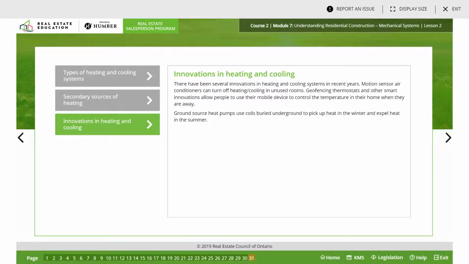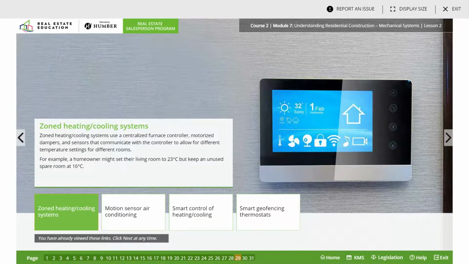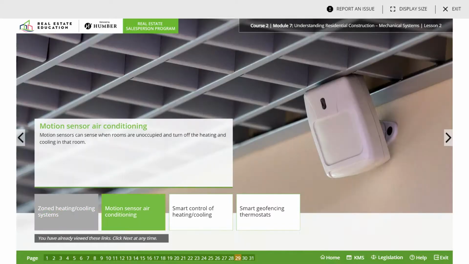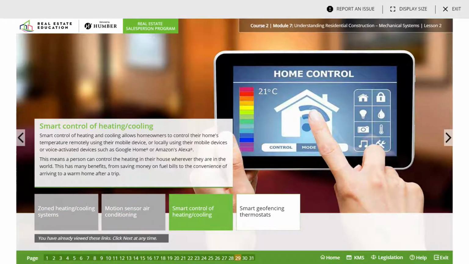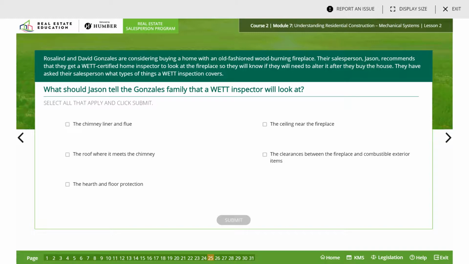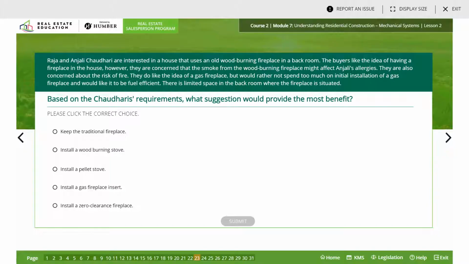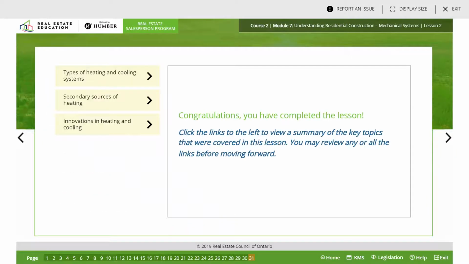That was lesson 2. Let's see if we can find more details. Heating and cooling innovations. So basically zoned heating and cooling. Motion sensor, we already talked about this. Let's see if we can find something else that may be useful. Alright, that's pretty much it for lesson 2.